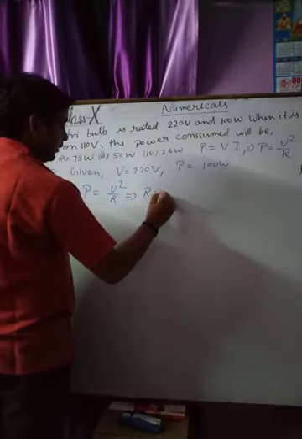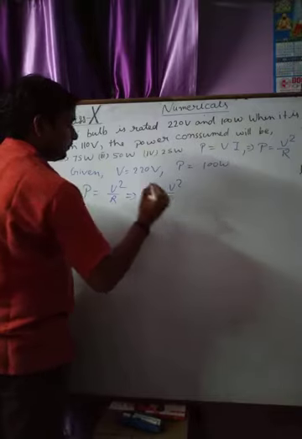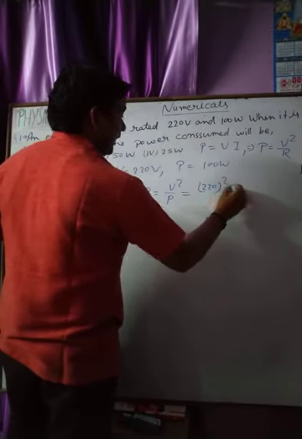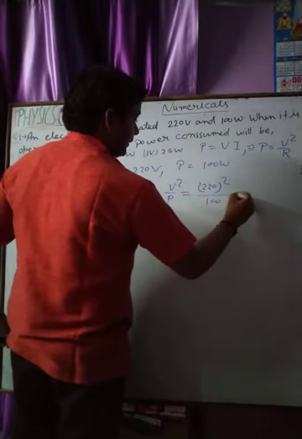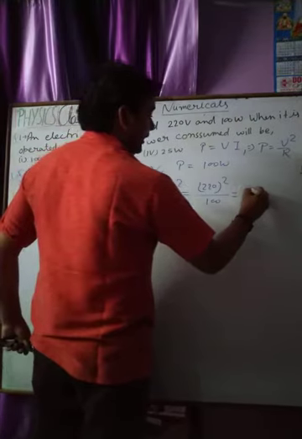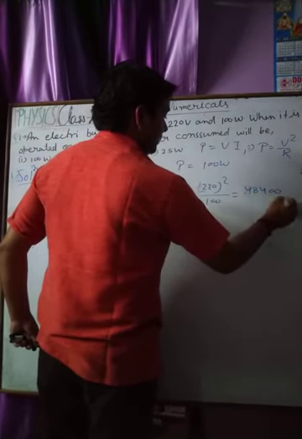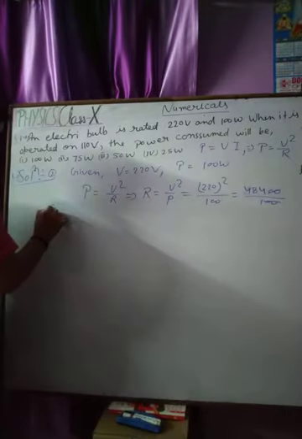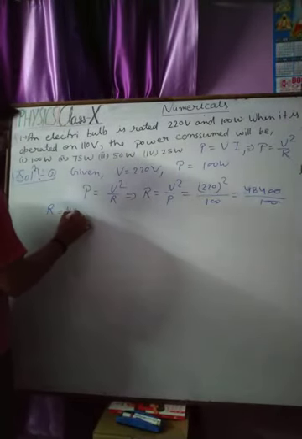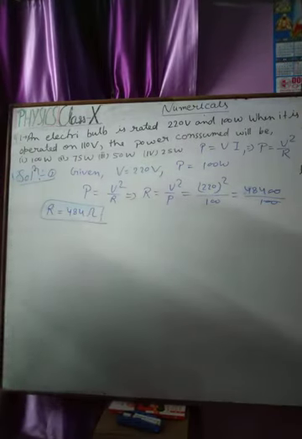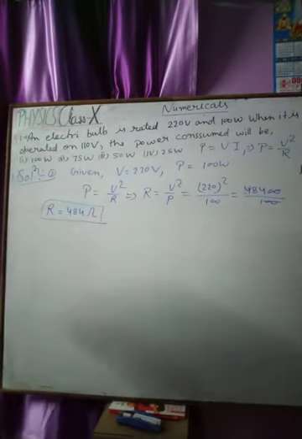We need to calculate the resistance here, so we are calculating it as V square upon P. Now V is 220, so 220 square upon 100 watt. 22 square is 484 and the 00 upon 100 will cancel, so the resistance of this bulb is 484 ohm. This is a constant power supply, constant resistance for this bulb.